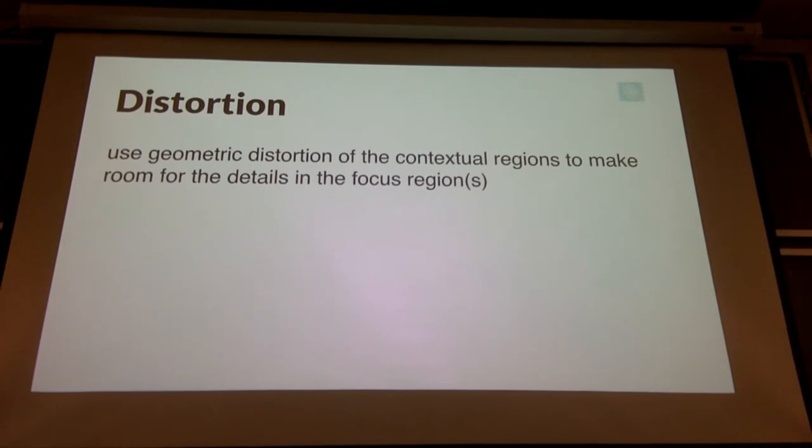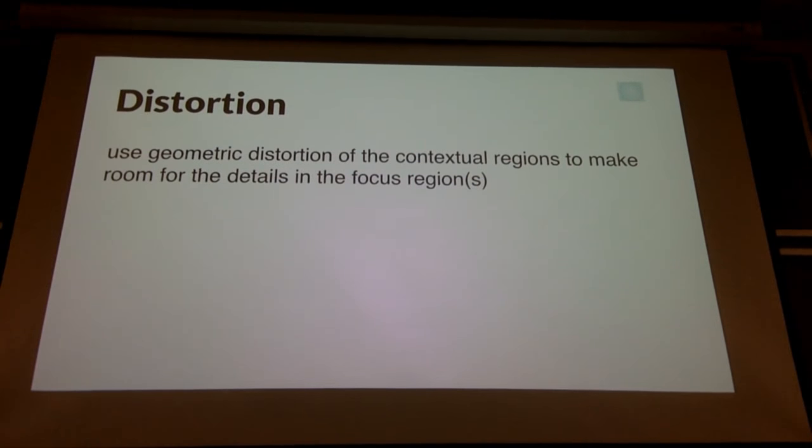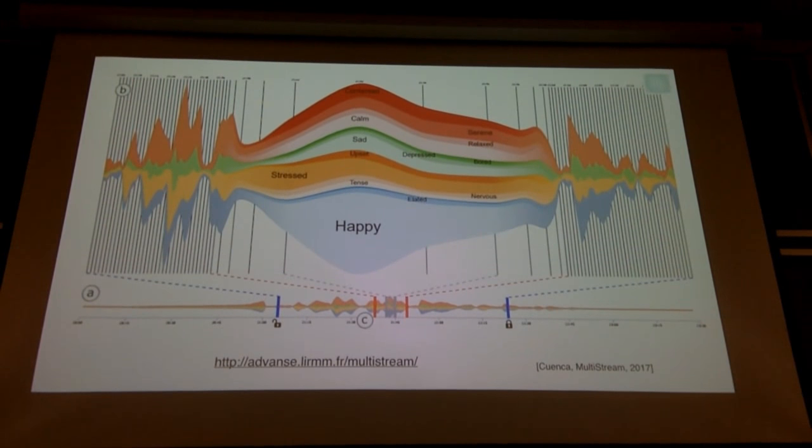So the third thing here is distortion. Distortion is kind of like the classic focus and context techniques, where we use geometric distortion so that we see something in focus and give some context about the rest. Here is a pretty cool example of that.